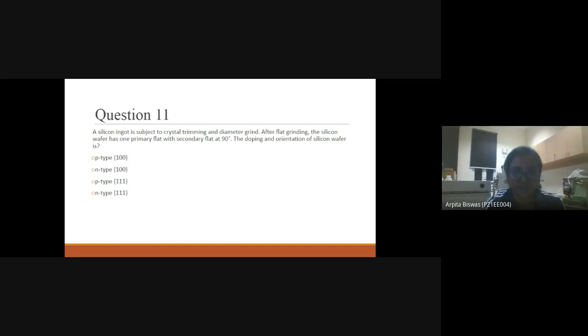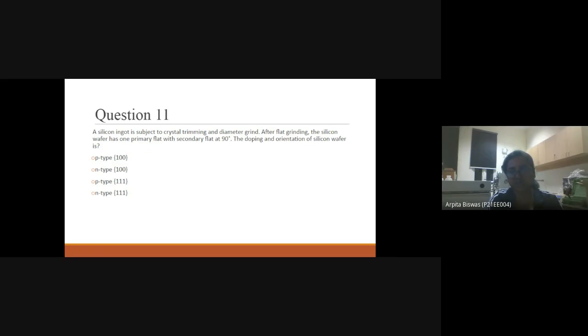Question number 11. A silicon ingot is subject to crystal trimming and diameter grind. After flat grinding, the silicon wafer has one primary flat with a secondary flat at 90 degrees. The doping and orientation of the silicon wafer is? So what is the right answer?